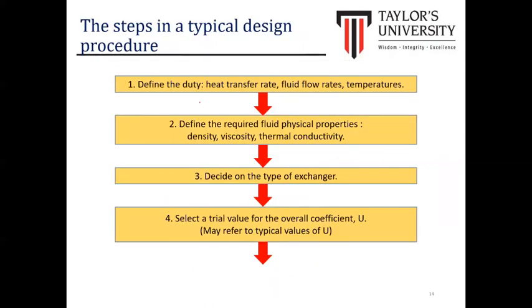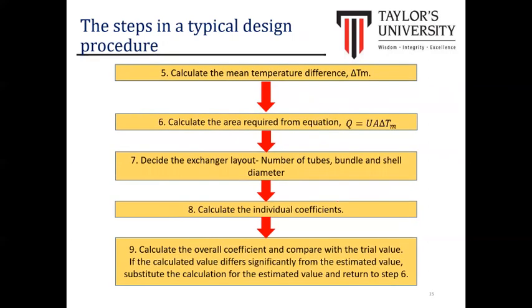Okay, these are the steps in a typical design procedure. We start by defining the duty: heat transfer rate, flow rate, and temperature. Second, we need to define the required fluid physical properties, including the density, the viscosity, and the thermal conductivity of each fluid. After that, we need to decide the type of heat exchanger before we can set a trial value for the overall coefficient, U. You may refer to the diagram or table to set the trial value.